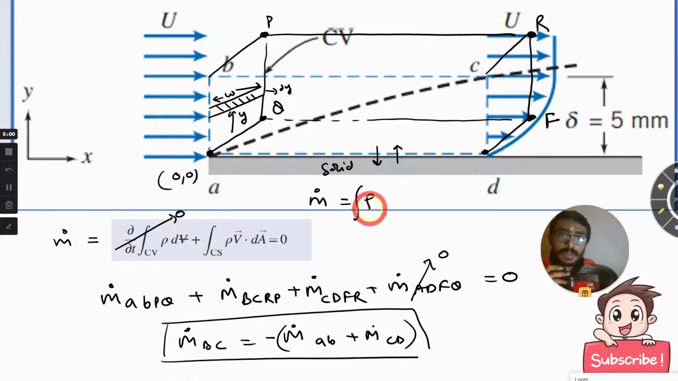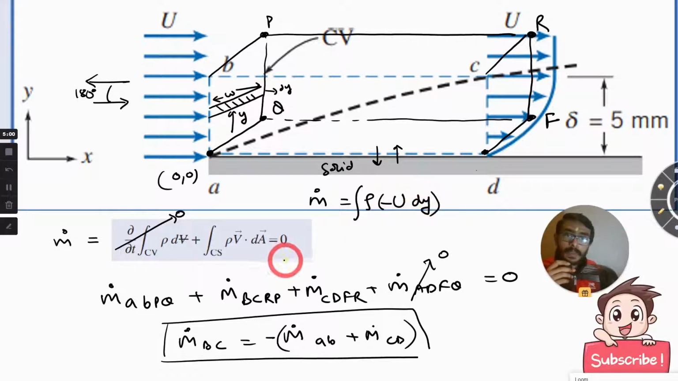So the mass flow rate will be rho times V dot A. Now velocity is coming inside, your area vector is outside, the angle is 180 degrees. So the dot product will be negative here. So negative of u into dy. Fine with that? So this is the area. Area is dy into w. I forgot to write w here. So this is the mass flow rate across this AB.